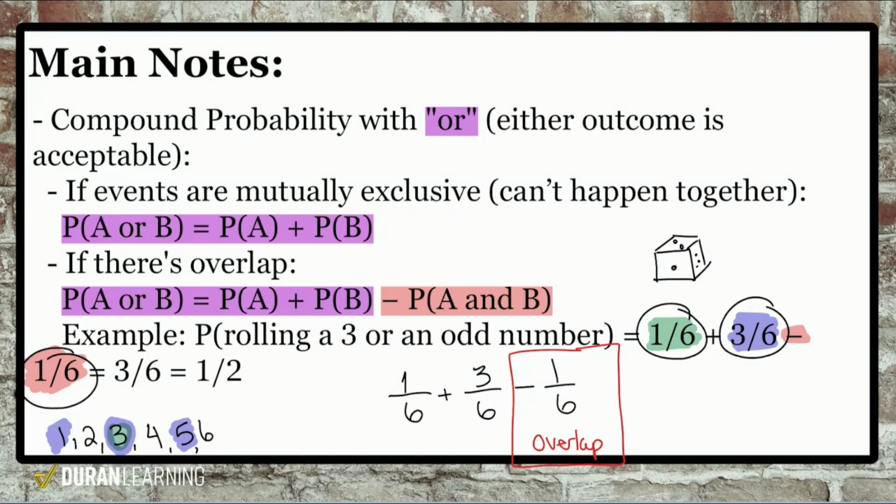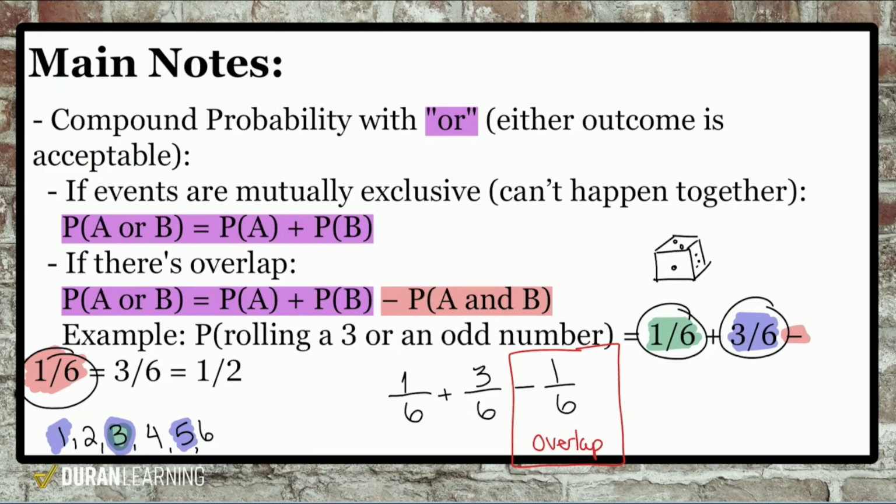But before I continue, everybody, here's the gist of it. Here's the premise. The premise is when you're using the word "or" for compound probability, you're just going to add those probabilities together. And if there's overlap, you simply take that into account by subtracting where both of those events are true.